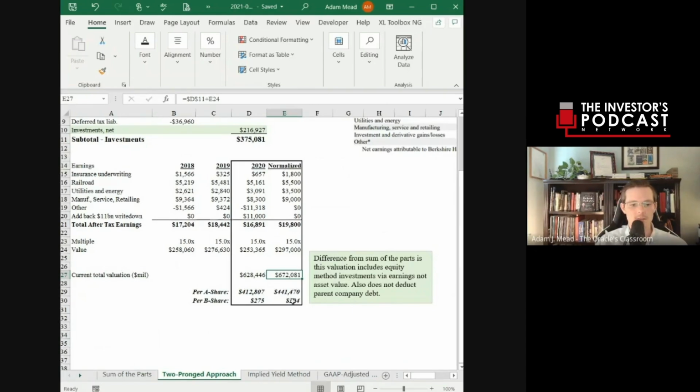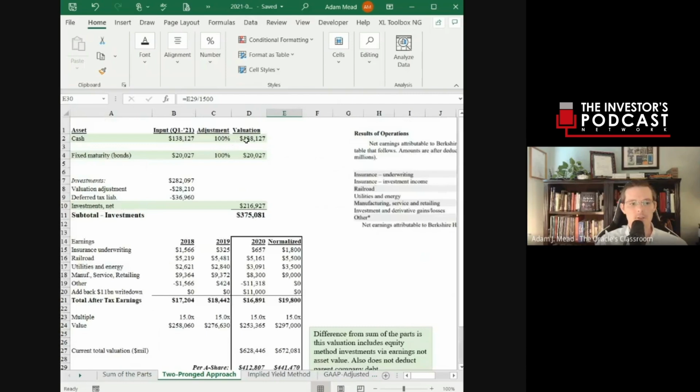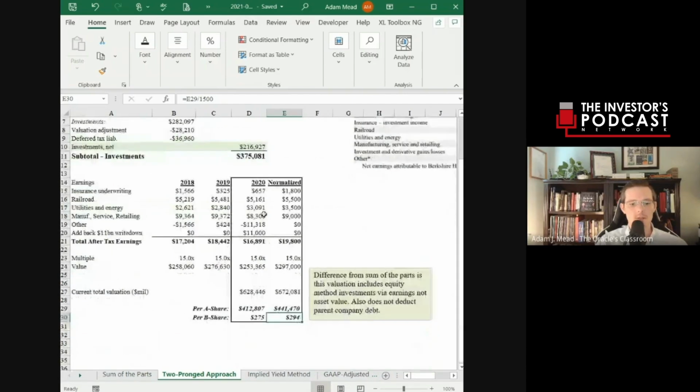And so that translates into a slightly higher B share value here versus the sum of the parts. And so I made this little note here. These figures up above are just the cash, bonds, and investments. What I'm including down here is the equity method investments, and also this valuation method does not deduct the parent company debt, and so that's why you have that slightly higher value here.